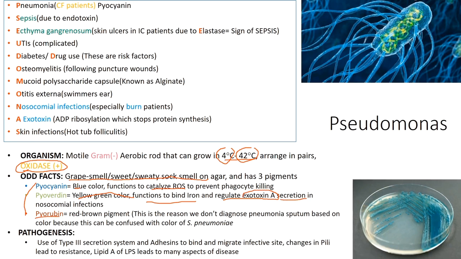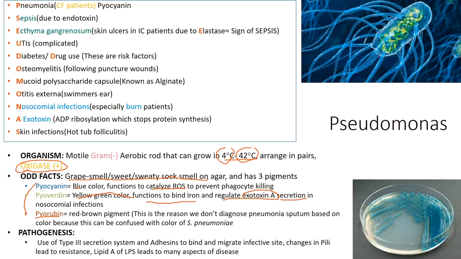And then pyorubin is just a red-brown pigment, so be careful with this as far as respiratory infections when you're coming up for step questions. Something that has red-brown sputum, remember, this is why I can't say someone that has red-brown sputum has strep pneumonia. That's the thing that I think of when I think of red-brown or rust-colored sputum. But remember that Pseudomonas can cause that same color using its pyorubin pigment.